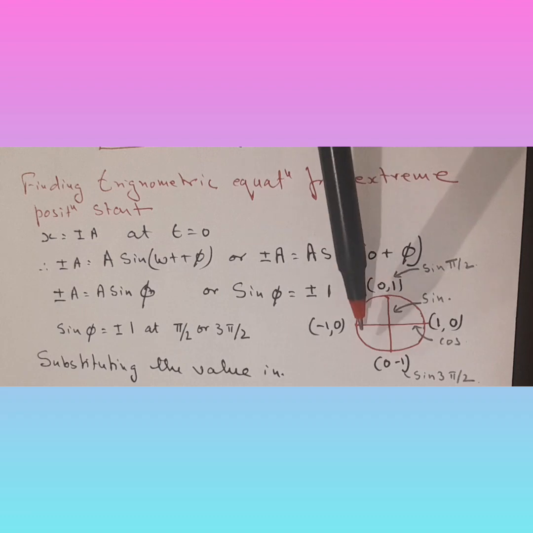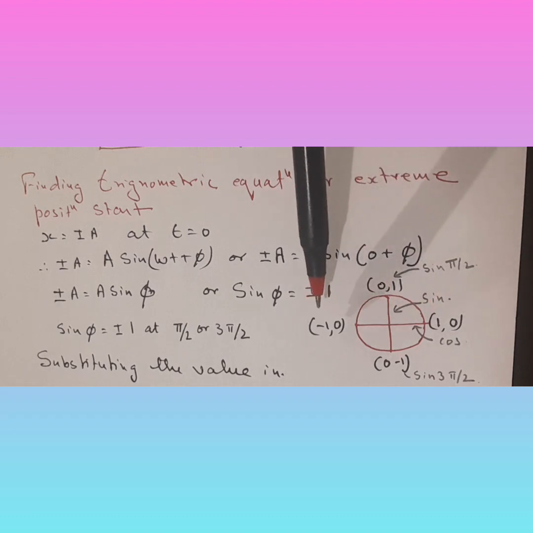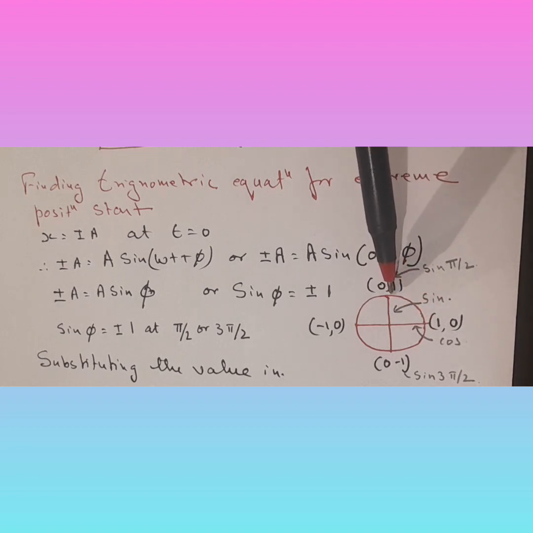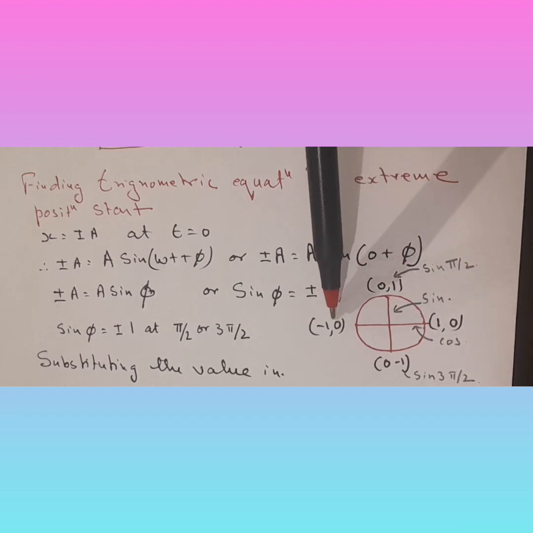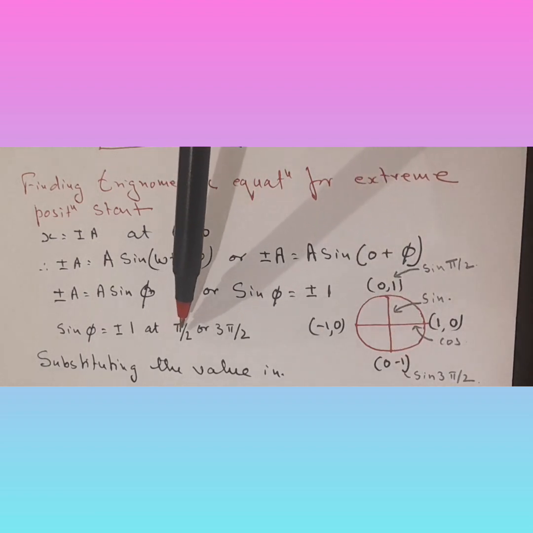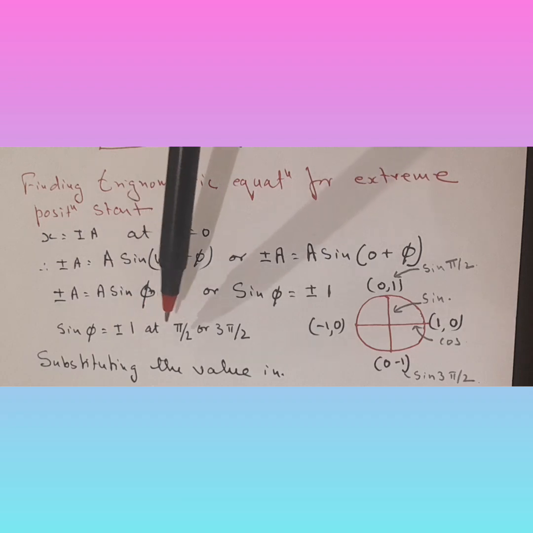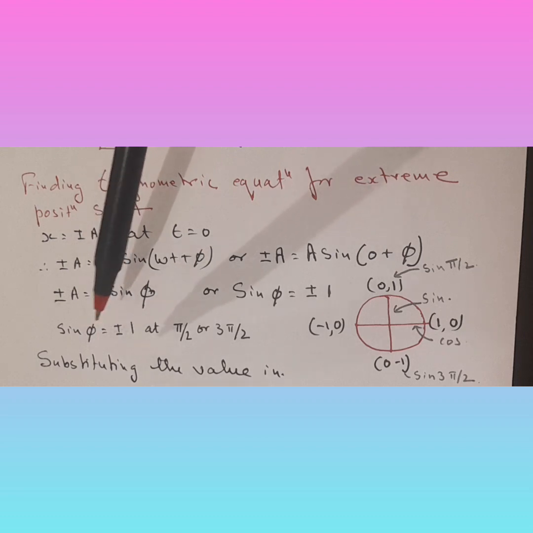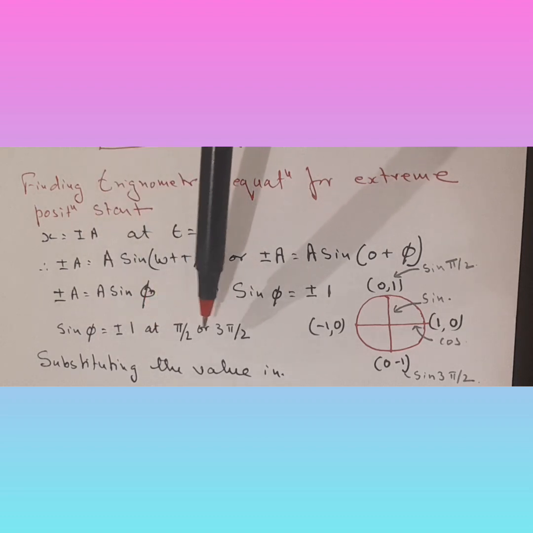Again coming to our trigo circle, we are talking of plus or minus 1. Sine is positive on this side and negative on this side. Sine pi by 2, when we move around by 90 degrees, gets the value of 1. Again when we move around and come over here, the angle is 3 pi by 2, and that is minus 1. So sine phi is equal to plus or minus 1 at pi by 2 or 3 pi by 2.